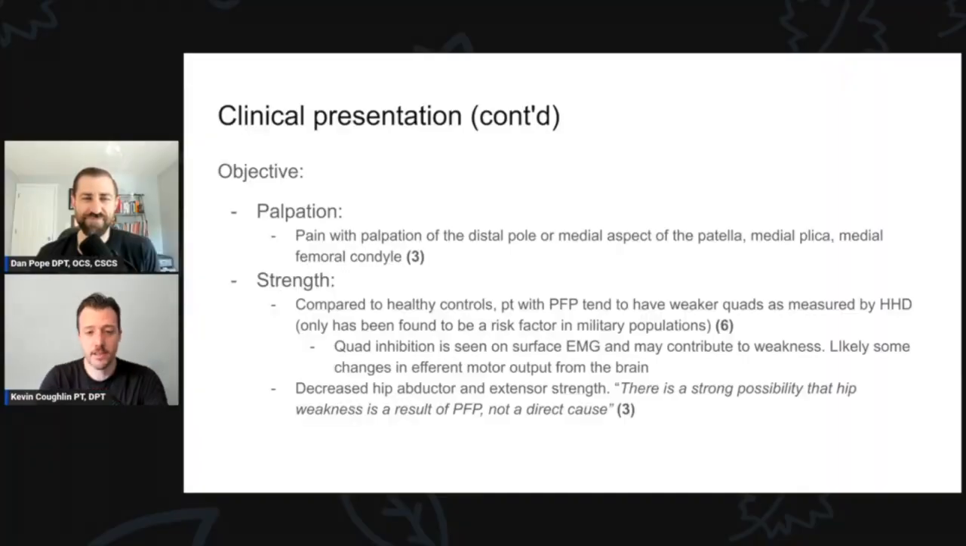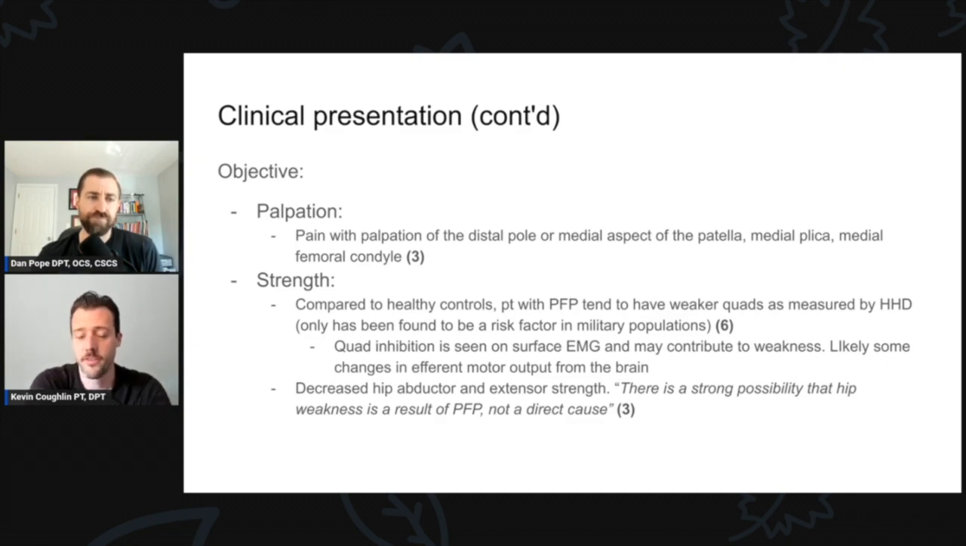Okay, and then objectively, we've talked about these things, but when you go through your examination, you're going to want to palpate the patella. You're going to want to palpate kind of around the patella. You can do a little like medial glide and palpate underneath, so the backside of the patella, and then the medial femoral condyle, the medial plica, and you're going to see if they have pain in those areas.